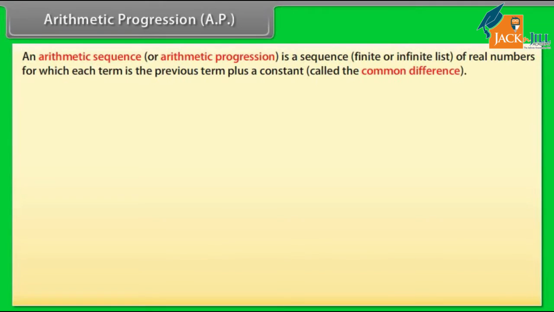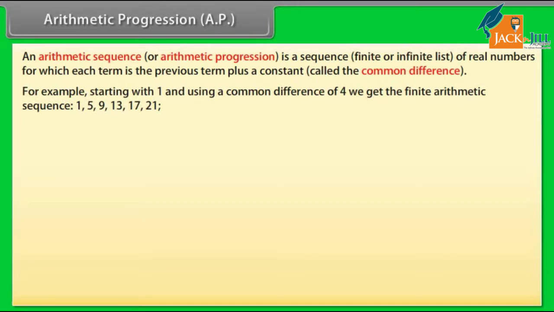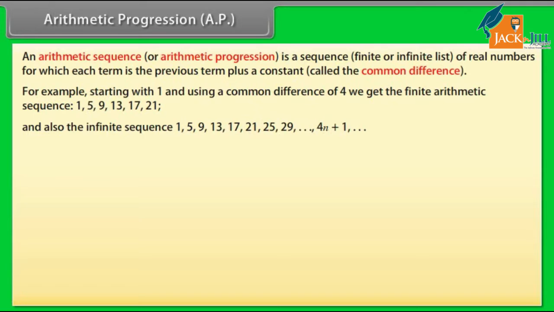Arithmetic progression, AP. An arithmetic sequence or arithmetic progression is a sequence, a finite or infinite list of real numbers, for which each term is the previous term plus a constant called the common difference. For example, starting with 1 and using a common difference of 4, we get the finite arithmetic sequence 1, 5, 9, 13, 17, 21, and also the infinite sequence 1, 5, 9, 13, 17, 21, 25, 29 till 4n + 1.